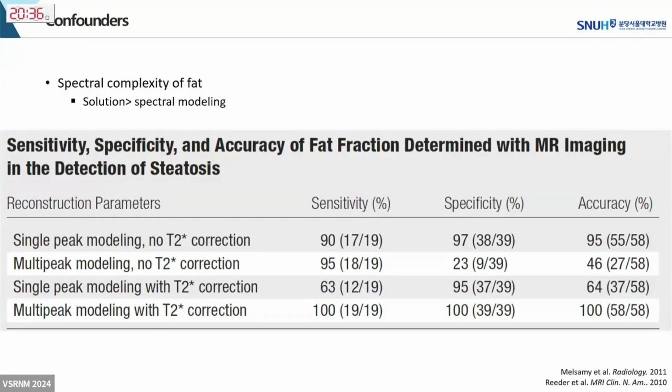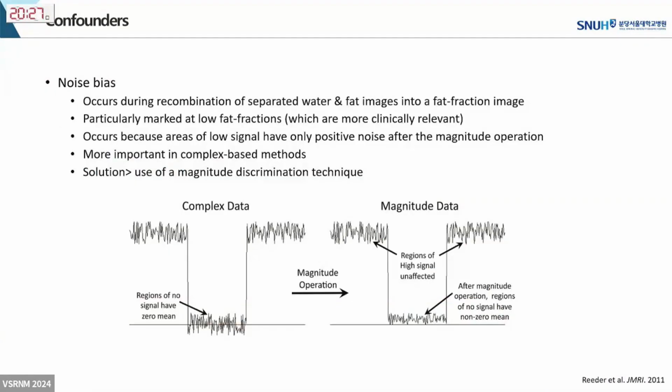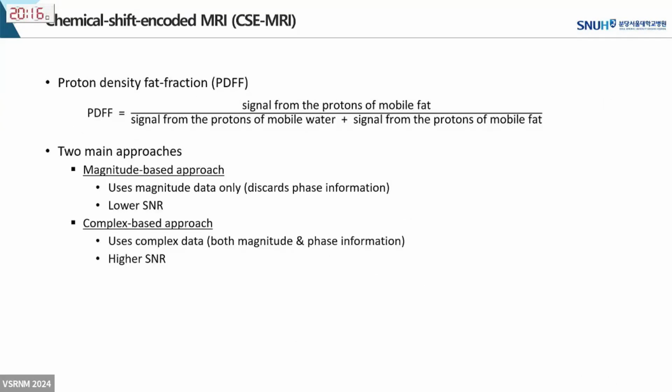By using multi-peak spectral modeling and T2 corrections, the accuracy of fat fraction in detecting steatosis was significantly improved and became near perfect. There are other biases, including noise bias and eddy currents. Because of the time constraint, I would skip these two confounders. Removing multiple confounders, including T1 bias, T2 decay, and spectral complexities, we finally get the real fat fraction, so-called proton density fat fraction, PDFF. Now we will move on to the two different approaches in calculation of fat fraction.